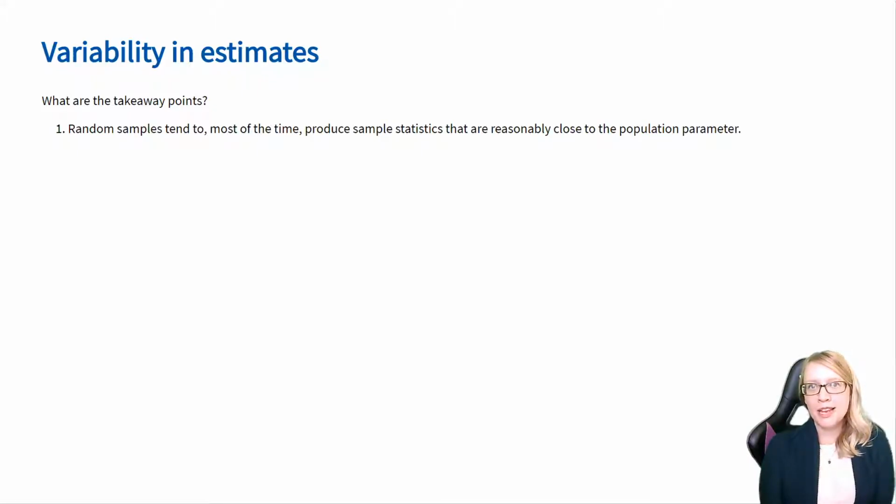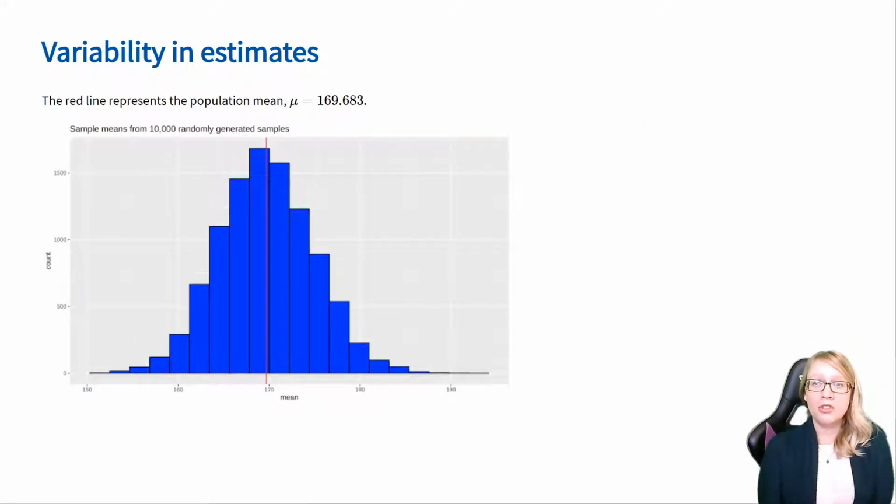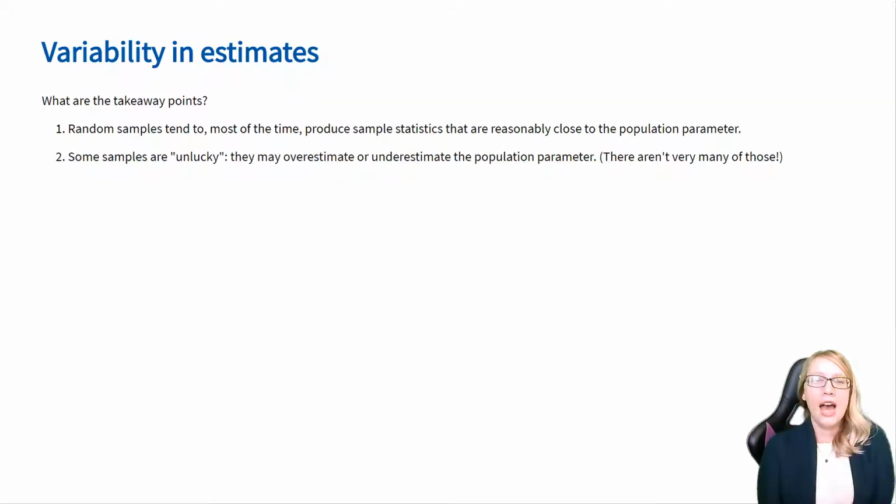If we played this pretend game with another data set, we would see the exact same result at the end. Random samples tend to, most of the time, give you sample statistics that are reasonably close to the population parameter. If we look at where the majority of those samples fall compared to the red line, which is the population mean, the majority of the samples are only a few pounds off. However, sometimes we'll get weird samples. Some samples will just be unlucky. They'll either overestimate the population or they'll underestimate the population parameter.